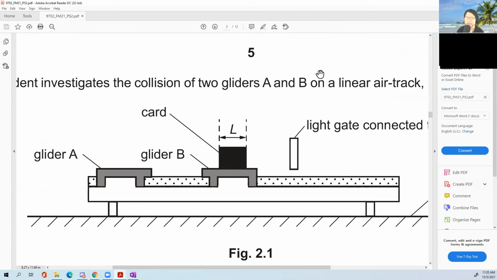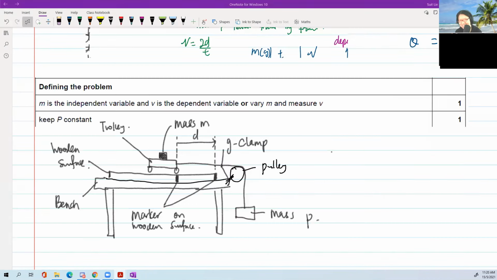So in physics, it doesn't matter whether it's pretty or not. The important thing is that you have to draw the light gate. But of course, then you can say, Miss, if I draw the light gate here, the light gate is floating. I need to clamp the light gate. Correct. So if this is you, what I'll do is I would draw 2 light gates here.